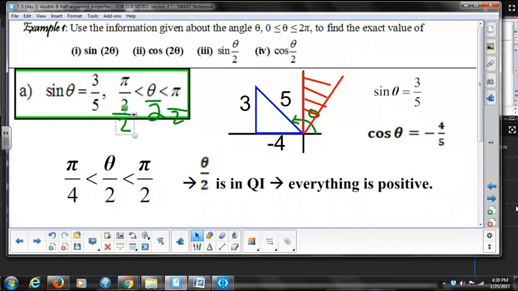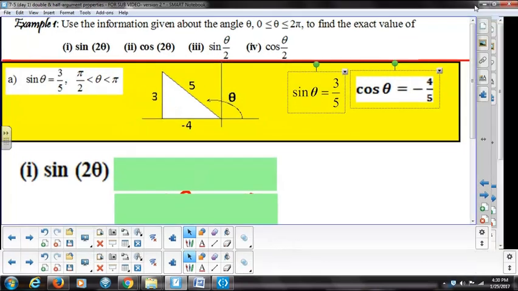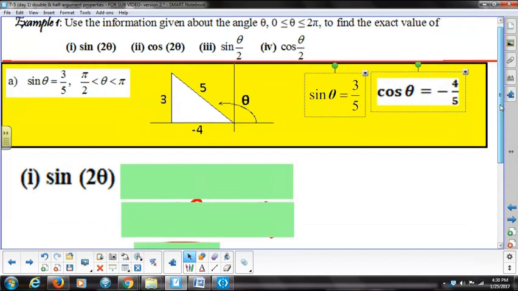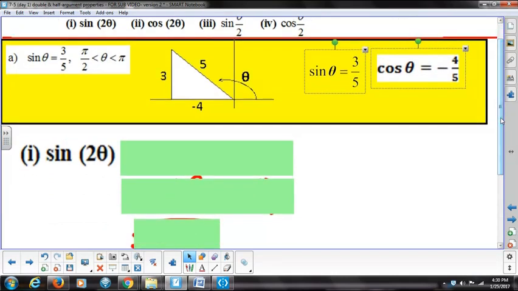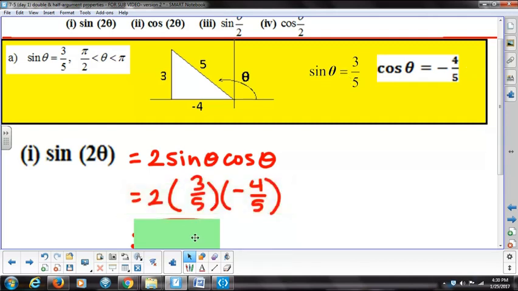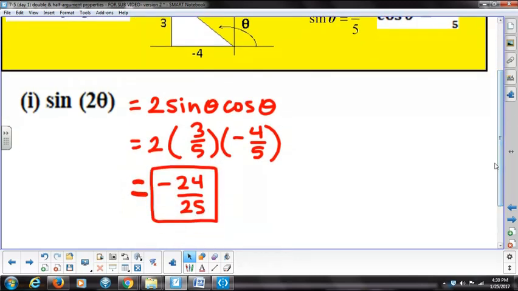Let me move on to the next page. Okay, so here's the first problem. First part of the first problem. It says find sine of 2 theta. So you look at your double argument for sine. I highly suggest writing it down without any numbers in it first. And that's 2 sine of theta, cosine of theta. And then you already know sine of theta and you already know cosine of theta. So you just substitute those values. And then multiply it all out. And you get -24 over 25. Maybe I went a little fast. I'll give you time to write that down.